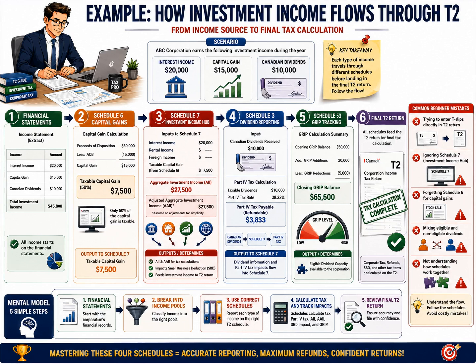The key takeaway from this example is that every type of investment income follows a specific path through the corporate tax system. When you understand how information flows from the financial statements through Schedules 6, 7, 3, and 53, and finally into the T2 return, you move beyond simply entering numbers and begin thinking like a professional corporate tax preparer.